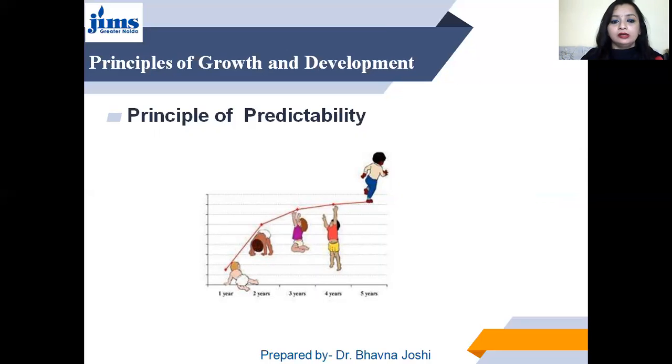For example, a 1 year old child will start crawling, or will start walking. It differs from person to person, it differs from child to child, but it is not so that the child will not be able to stand. We can easily predict that by this age the child will be able to develop physically this much. So development is predictable.